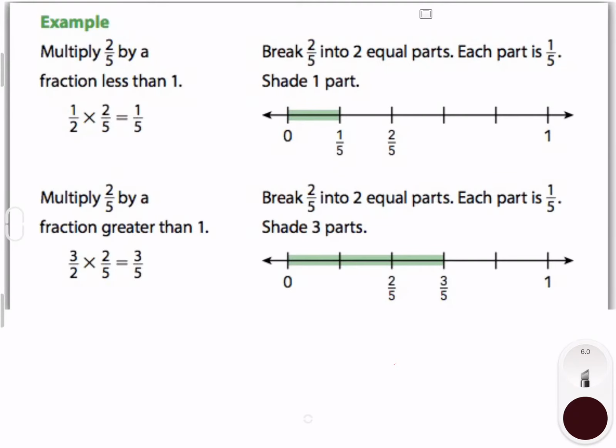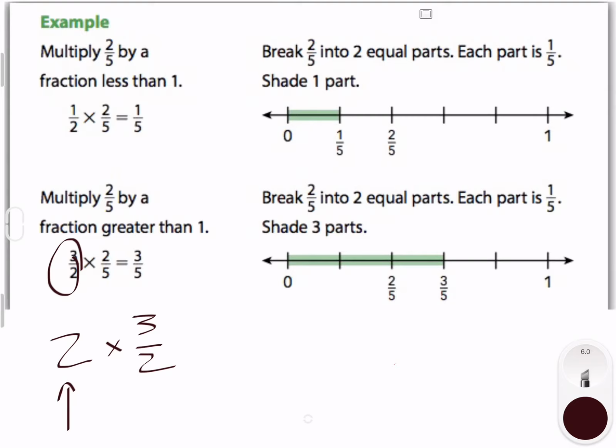Question is asking us something different. When you multiply a whole number by a fraction greater than 1, the product is greater than the whole number. So if you start with a whole number, let's call it 2, and you multiply it by a fraction that is greater than 1, so anything that is an improper fraction, like 3 halves here, the words are saying that you're going to end up with an answer that is bigger than 2.